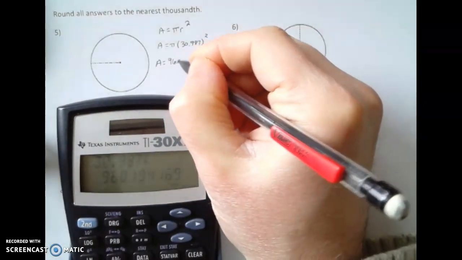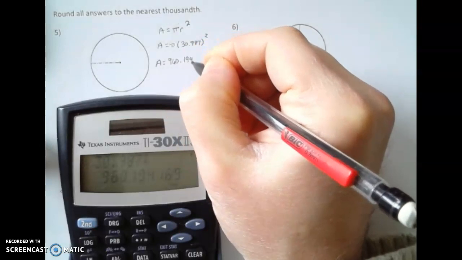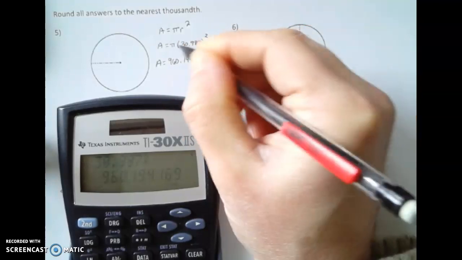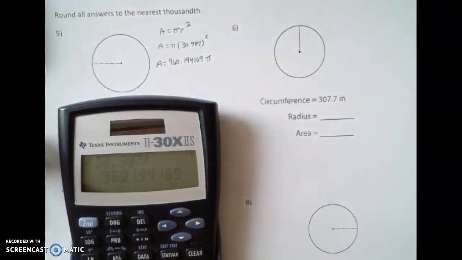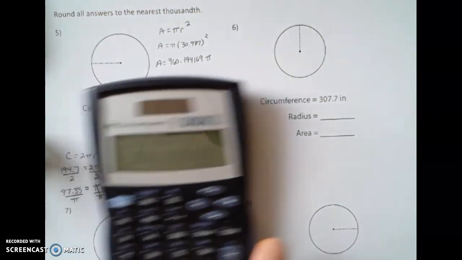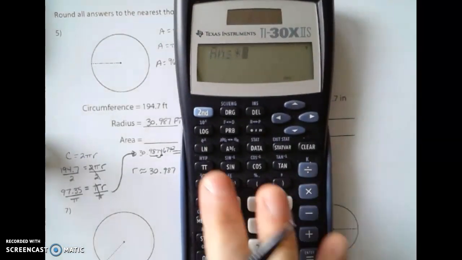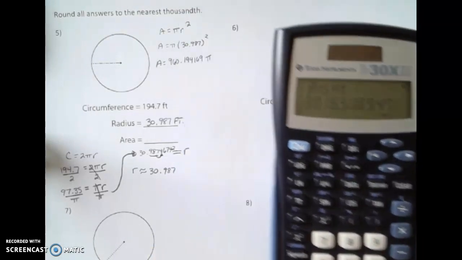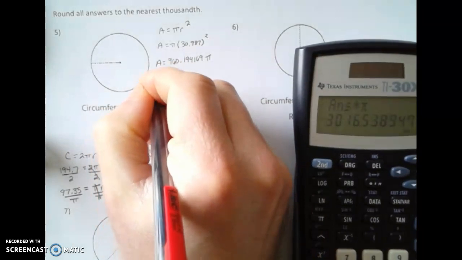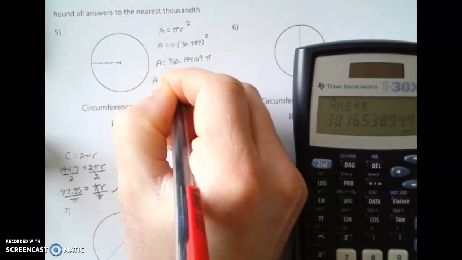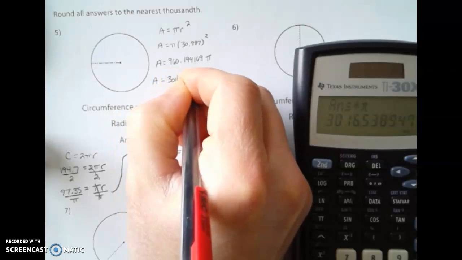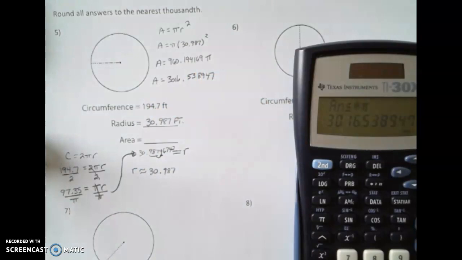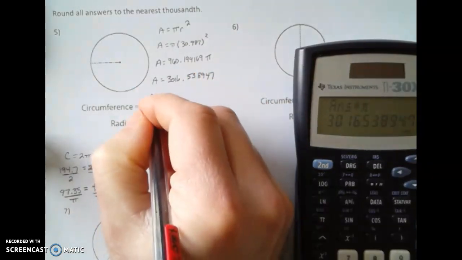Okay, so let's write this out. 960 and 194169 times pi. Don't forget, we have that times pi. So now I'm going to keep that number on my screen, and I'm just going to hit times pi, and there is my number. Okay, so A equals, let's write out all of those digits, 3016 and 538947. And now I'll take this number and I'll round it to the nearest thousandth.